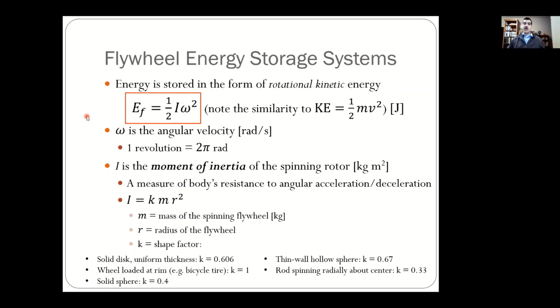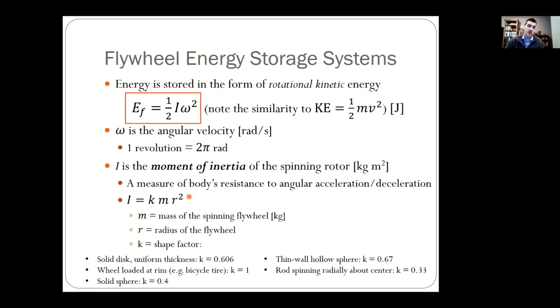All right, so when we calculate the energy stored in a flywheel, it's equal to the moment of inertia times the angular velocity squared times 1/2, and that 1/2 just comes from here. Now we kind of know what moment of inertia is, but we need to know how to calculate it. Like I said before, moment of inertia is a body's resistance to angular acceleration or deceleration, which also means a change in momentum.